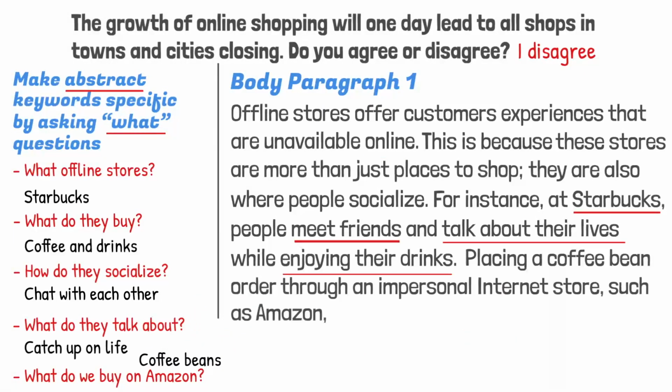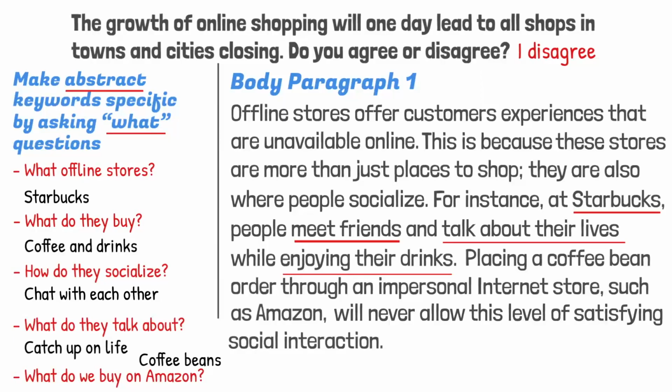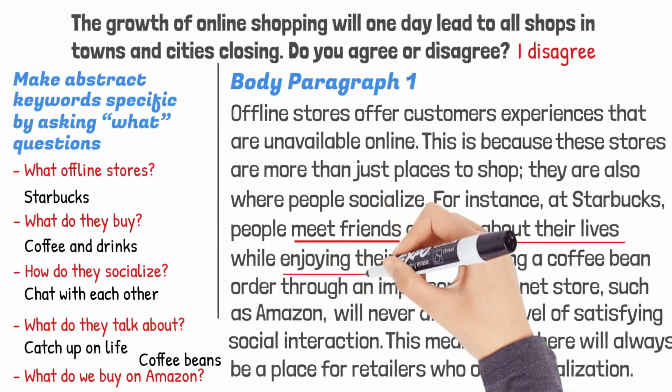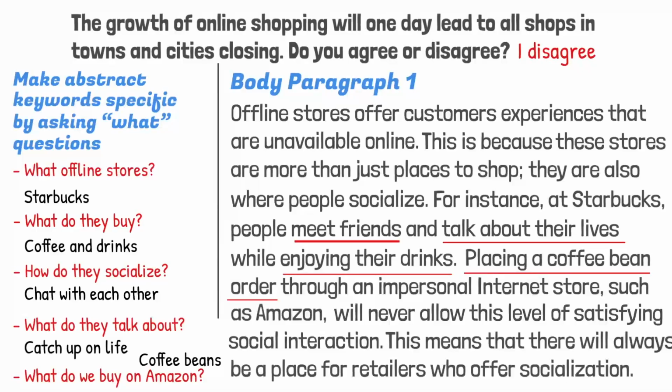Placing a coffee bean order through an impersonal internet store such as Amazon will never allow this level of satisfying social interaction. Just like the Starbucks example, this Amazon example is also full of details. Now let's end the paragraph with a conclusion sentence. This means that there will always be a place for retailers who offer socialization. As you can see, the key to writing a detailed example is to include details like meeting friends, talking about their lives, enjoying their drinks, and placing a coffee bean order.